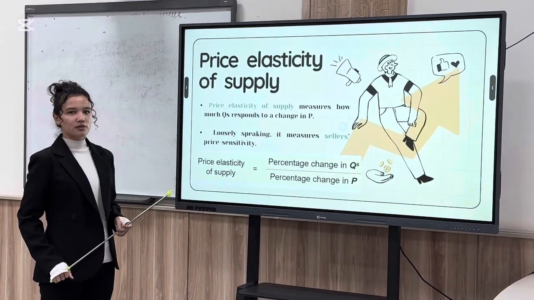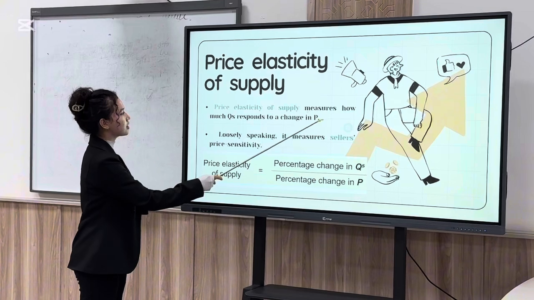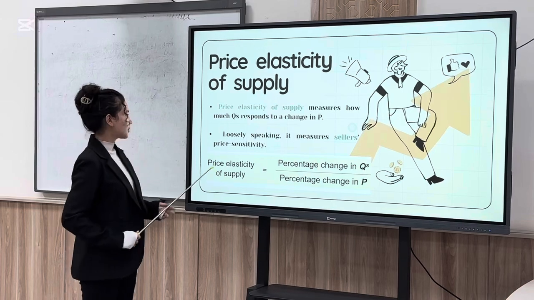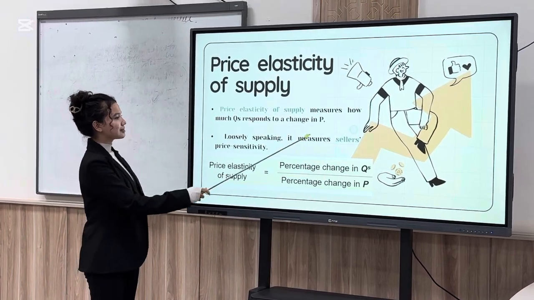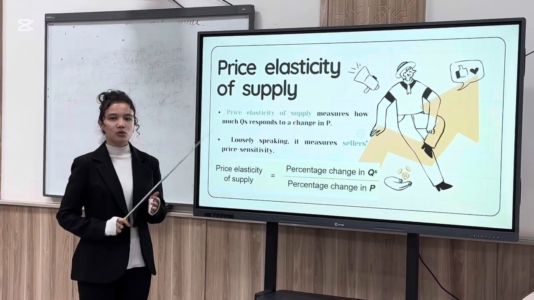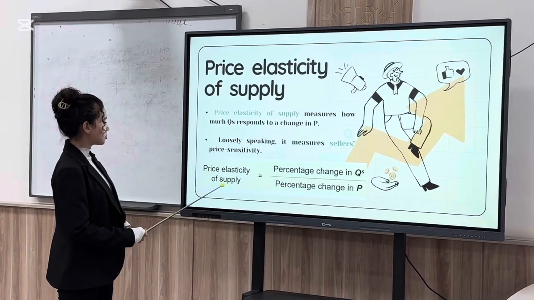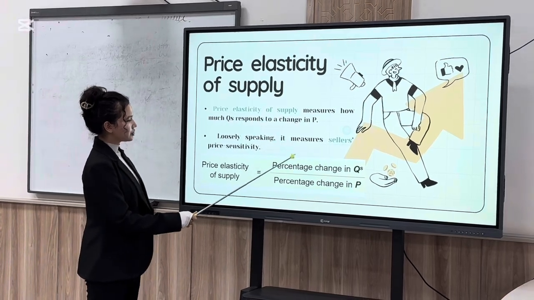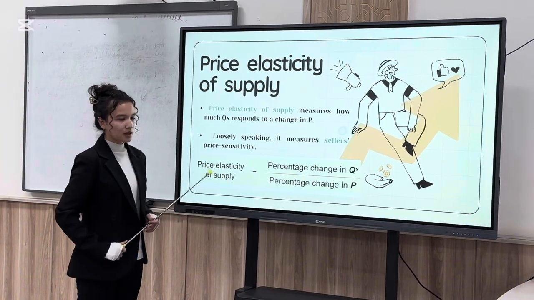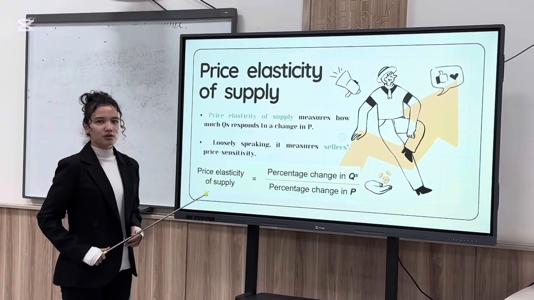Price elasticity of supply. What is this? Price elasticity of supply measures how much quantity supplied responds to a change in price. Loosely speaking, it measures sellers' price sensitivity. Price elasticity of supply is all about sellers. There is a formula of price elasticity of supply. It equals the percentage change in quantity supplied divided by the percentage change in price. Calculating the percentage change, we again use the midpoint method.